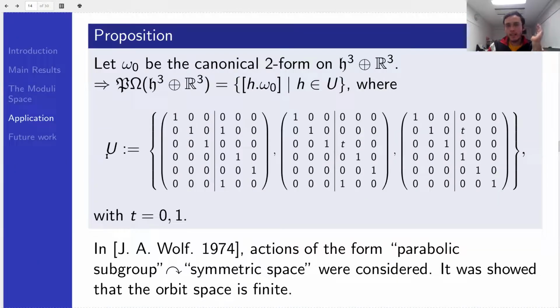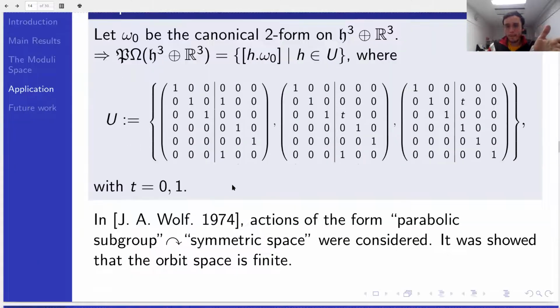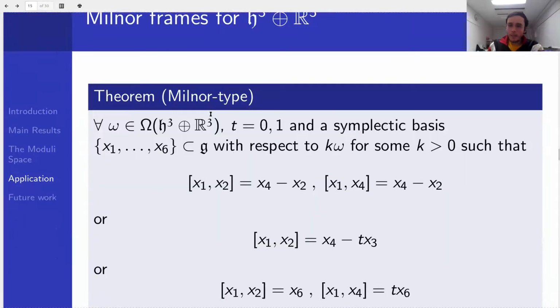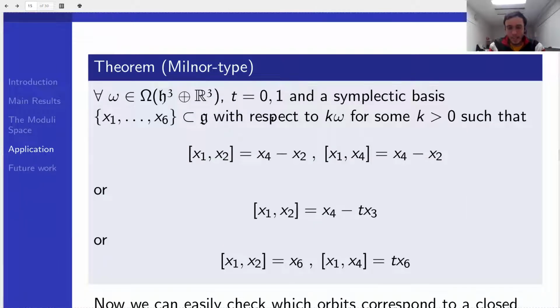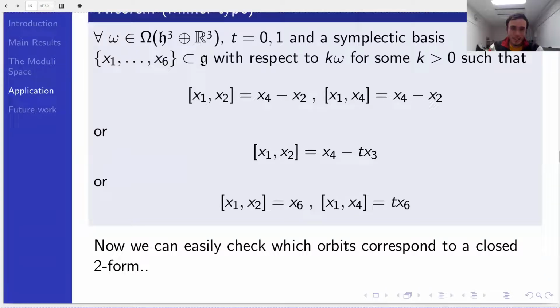And then you are searching the space of all two forms. So what this Milnor type theorem does is that, in some sense, you are fixing this, because you are given a symplectic basis, so the two form will always be in some canonical form. But the price for that is that the bracket relations change depending on the basis here. But if you get some very nice bracket relations here, then you can easily check which of the orbits correspond to closed two forms.